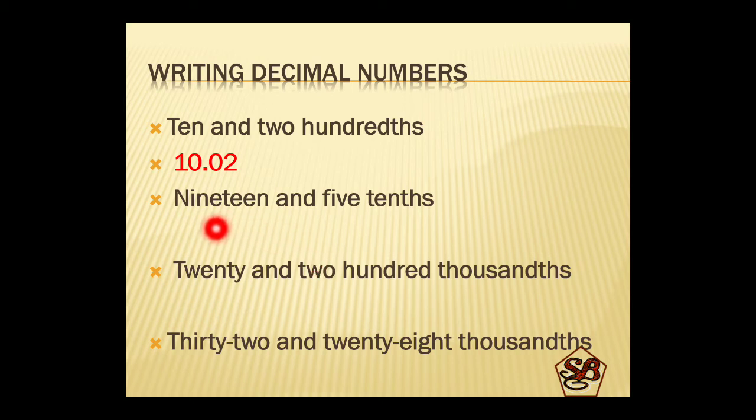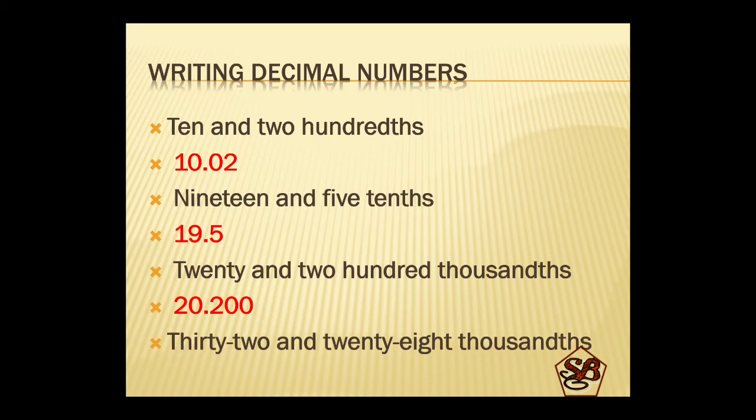Next one, 19 and 5 tenths. So we write it as 19.5. Next, 20 and 200 thousandths. So we write it 20.200, which is read as 20 and 200 thousandths.